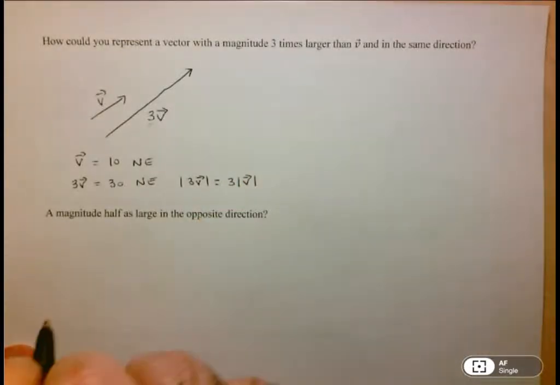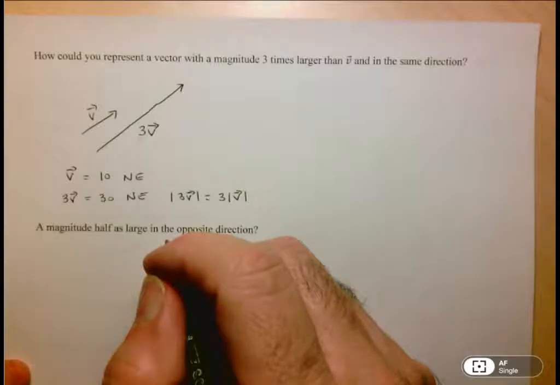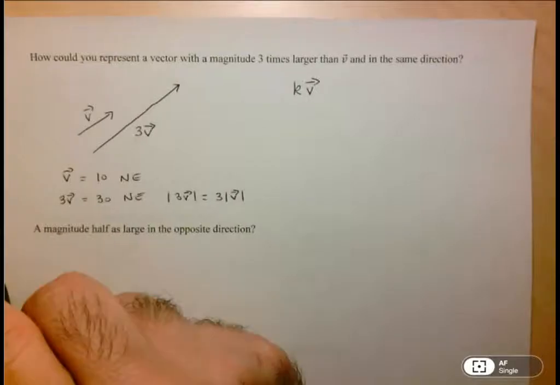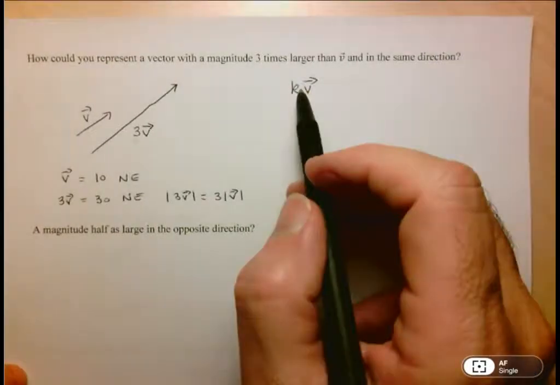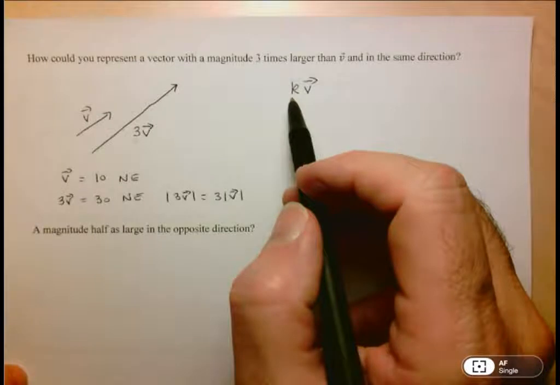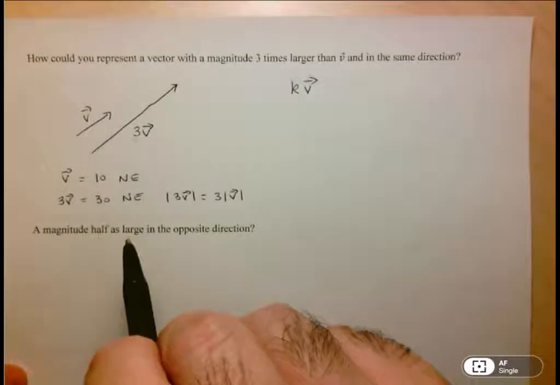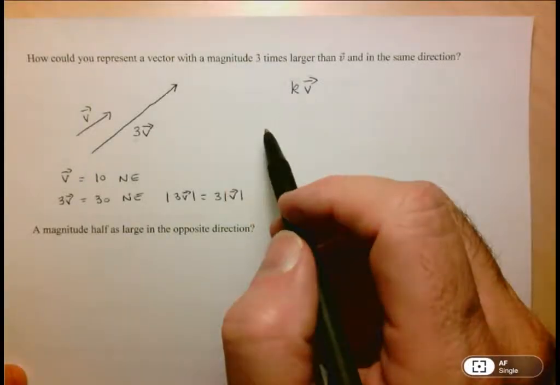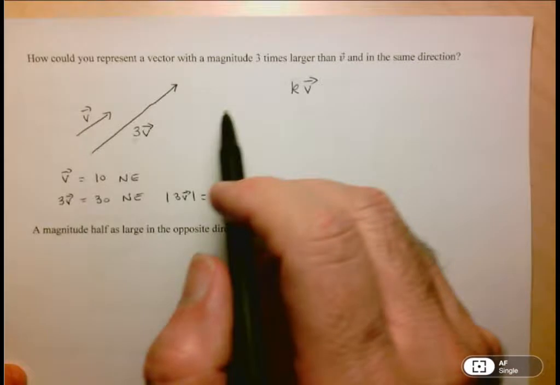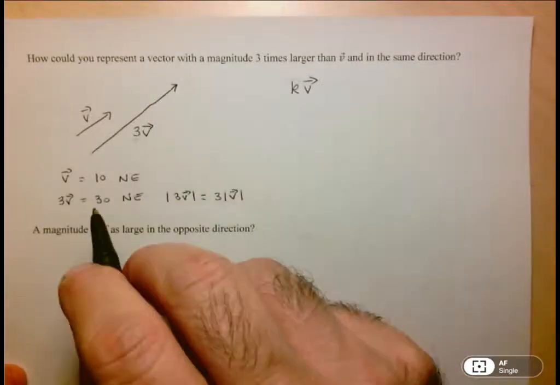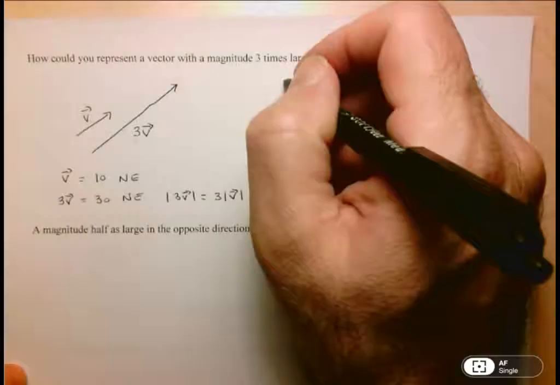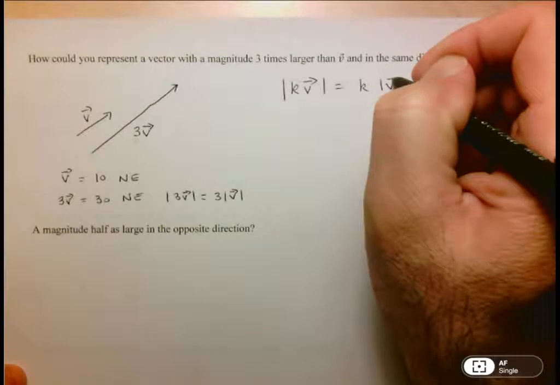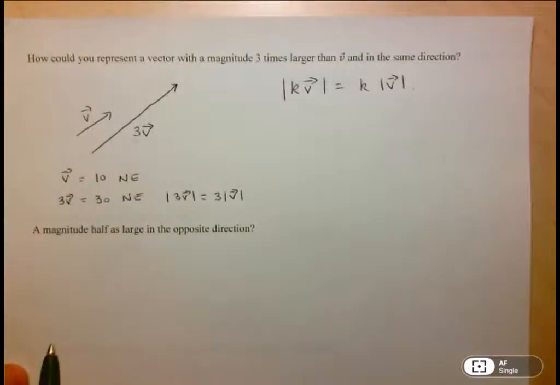This is what we call scalar multiplication, where we take a number and multiply it by a vector. Notice here, this represents a scalar quantity because there's no arrow. This represents a vector quantity. And what does this scalar do? It just multiplies the magnitude of that vector by whatever k is. So the magnitude of kv is just k times the magnitude of v. So is this the whole story?